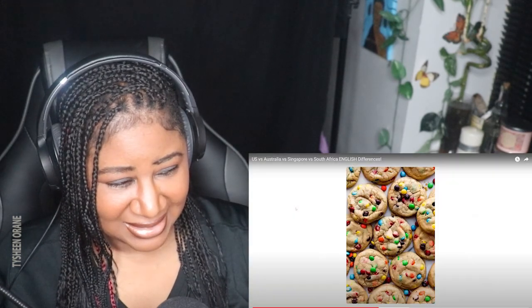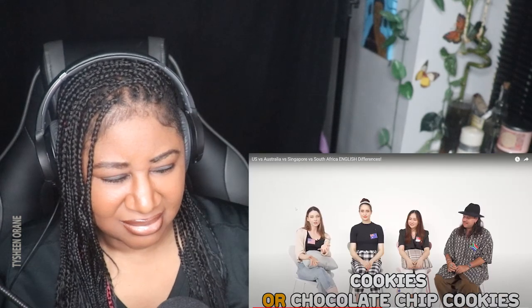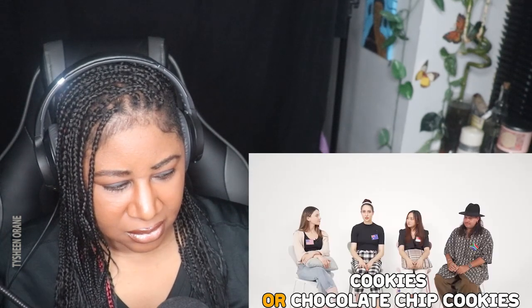Cookies. In the US, we would say cookies. And y'all would say biscuit, right? Yeah. Y'all call that biscuit. Or chocolate chip cookies. In Australia, it's the same. We call these cookies or chocolate chip cookies. In Singapore, we also call it cookies. South Africa, cookies. I thought maybe some people called them biscuits.